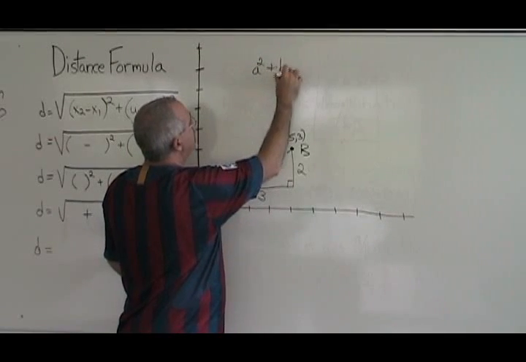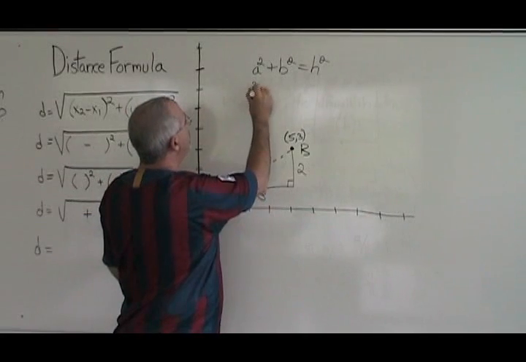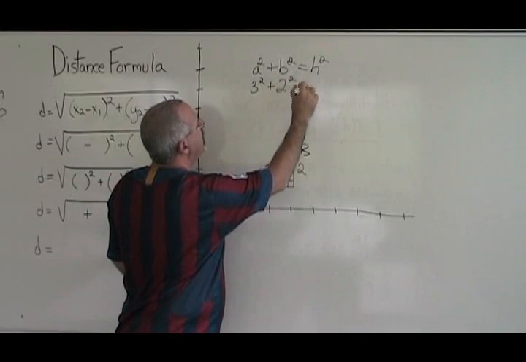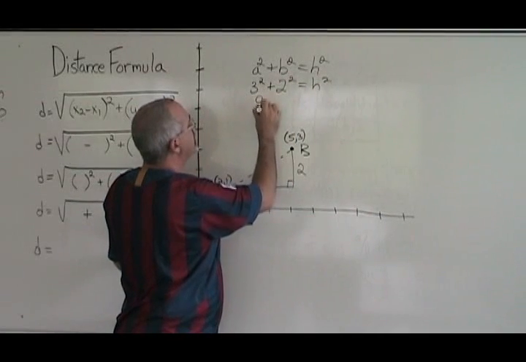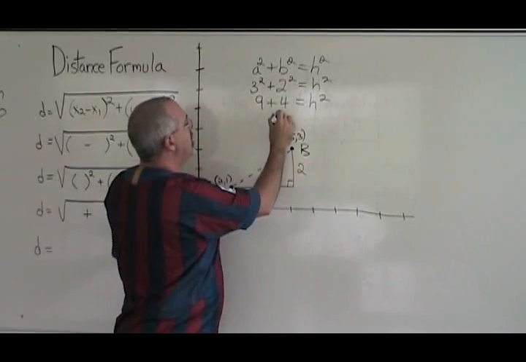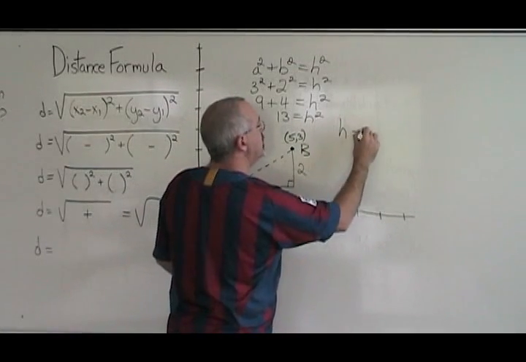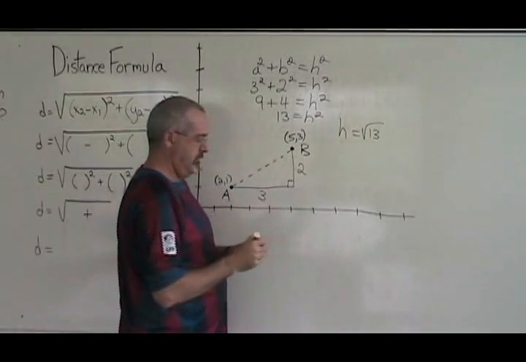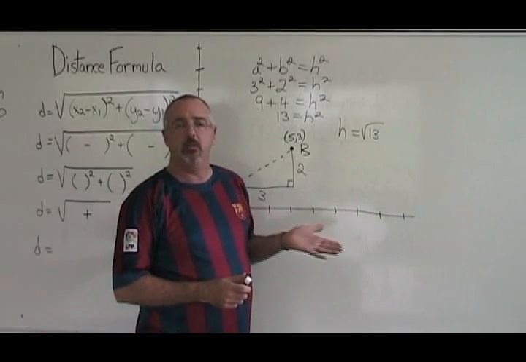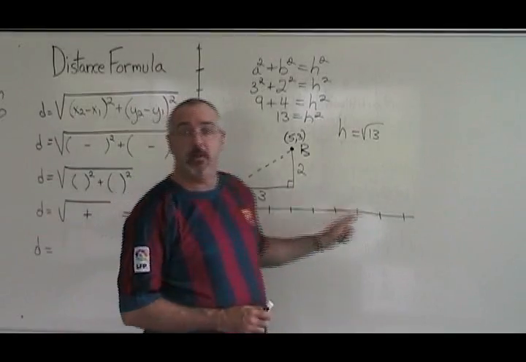A squared plus B squared equals H squared. If I call this 3 my A, I have 3 squared plus B will be 2, 2 squared equals H squared. 3 squared is 9, 2 squared is 4. My H squared is equal to 13, therefore the hypotenuse is equal to the square root of 13. This is an answer. I can use a calculator to convert it into a decimal and round off if I wish. But I want to learn how to use the distance formula.